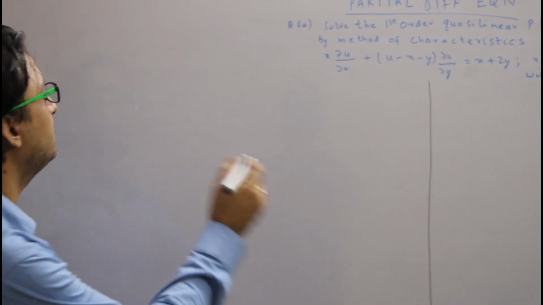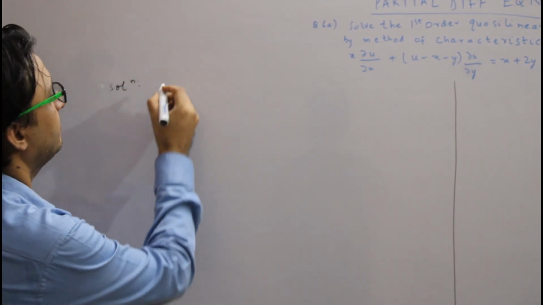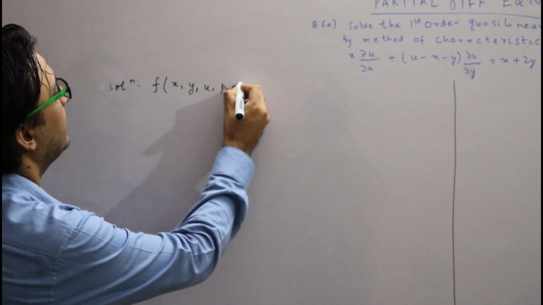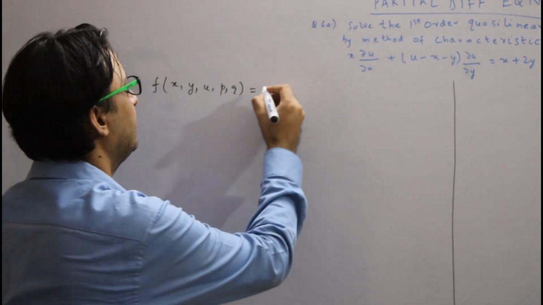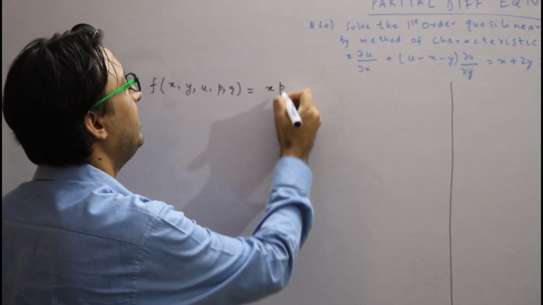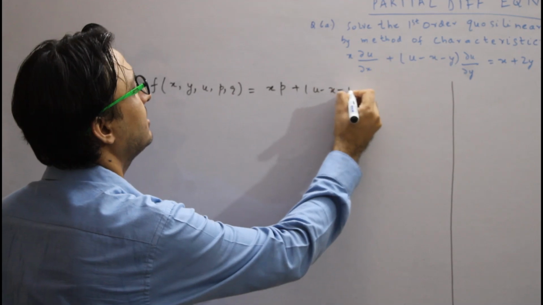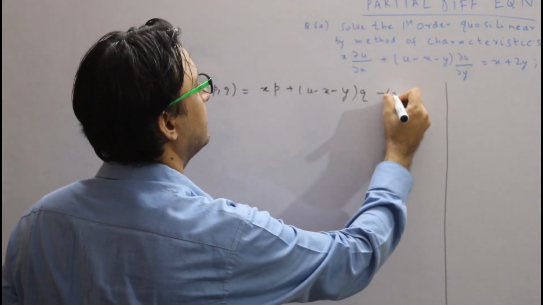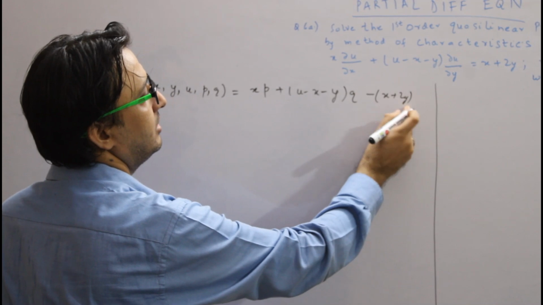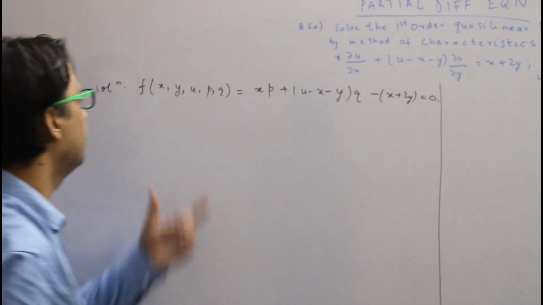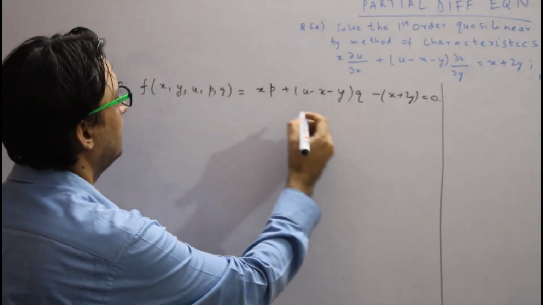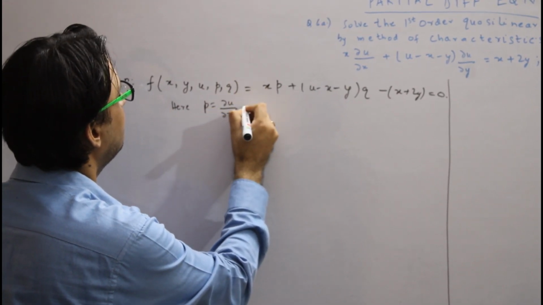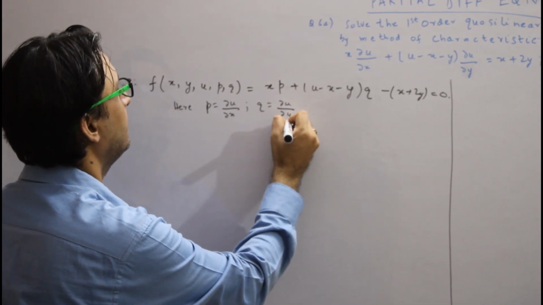So first of all, I am going to write my function, that is a function of x, y, u, p and q. So I will write this as x, and dou u by dou x is represented by p, plus (u minus of x minus y), dou u by dou y is represented by q, and I can bring all this to the left hand side. So this becomes minus of (x plus 2y), and I have taken the bracket. So this is the first function that we have taken, and we have to make a note here that p is equal to dou u by dou x and q is equal to dou u by dou y.